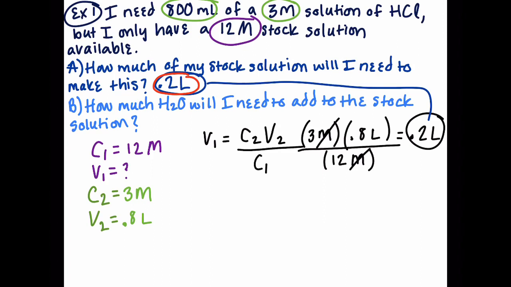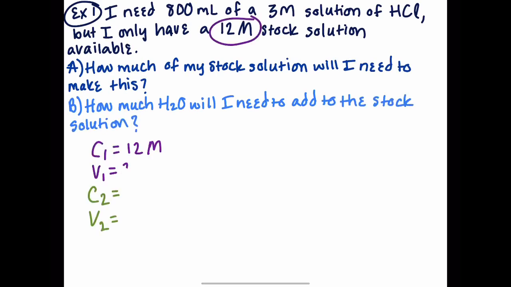So our first example is that we need 800 milliliters of a 3 molar solution of hydrochloric acid, but we only have a 12 molar stock solution. So part A says, how much of my stock solution will I need to make this? Well, I know that C1 is 12 molar because it tells me in the problem, which means that C2 has to be 3 molar. And I've already automatically converted 800 mils in my problem for V2 to 0.8 liters. So what I'm solving for is V1. And this is pretty easy math, and we come up with 0.2 liters of solution.